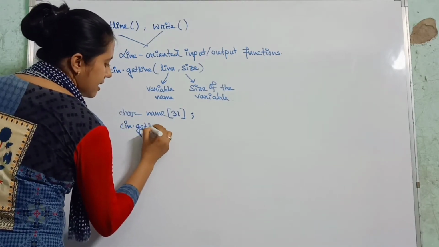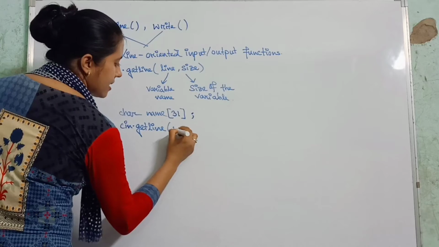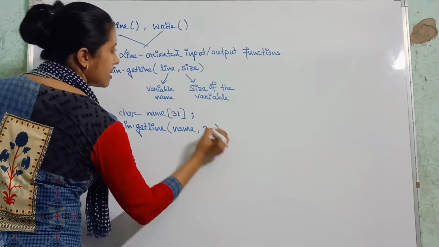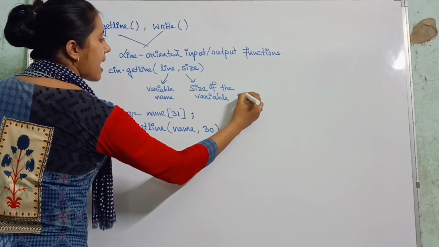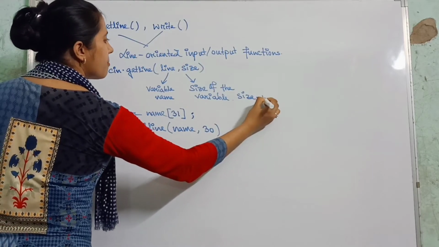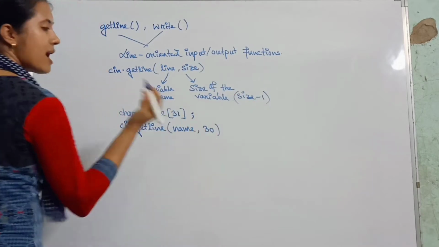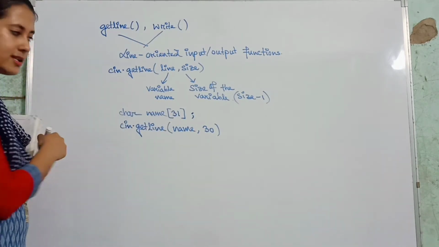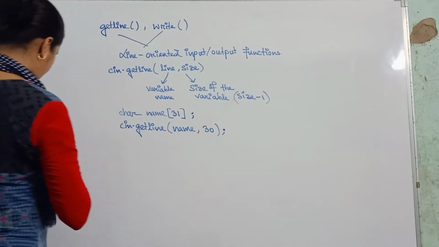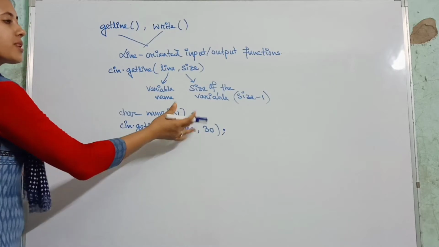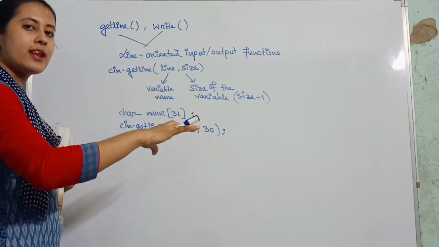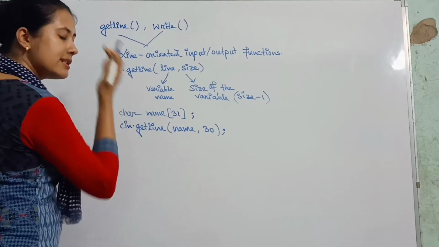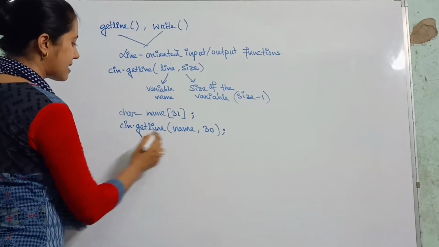cin dot getline name comma 30. This size must be size minus 1. Always remember, because 1 is for that null character. That null character will not be considered. So this suggests what? Name means this can store the value up to 30 characters long. So this is the syntax, how we write this getline.